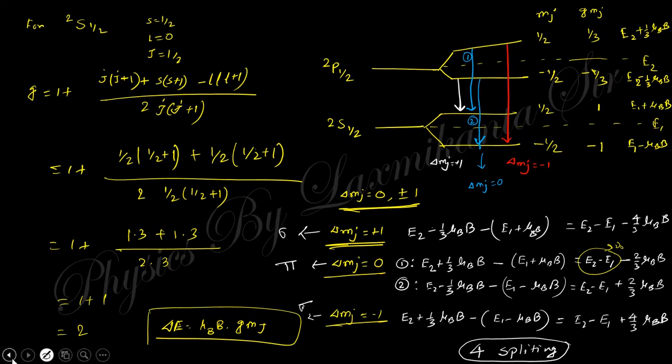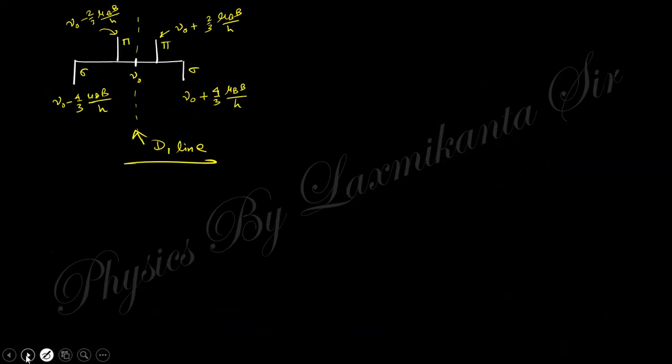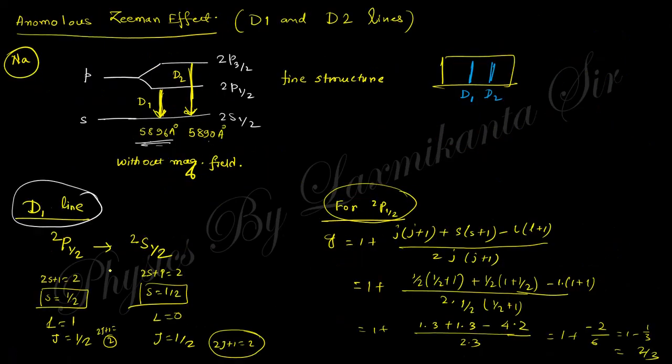Now we come to the point of the D2 line spectra. D2 means the transition from 2p3/2 to 2s1/2.